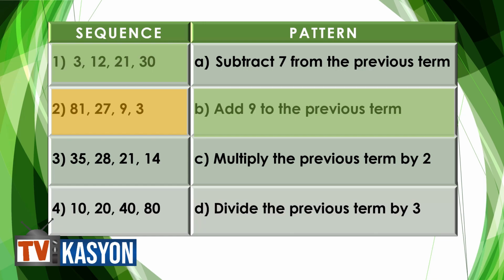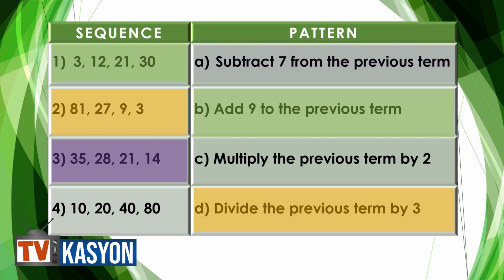It is the pattern in letter D. Simply divide the previous term by 3 to get the succeeding term. 81 divided by 3 is 27, 27 divided by 3 is 9, and 9 divided by 3 is 3. What about the pattern that pertains to the sequence in number 3?